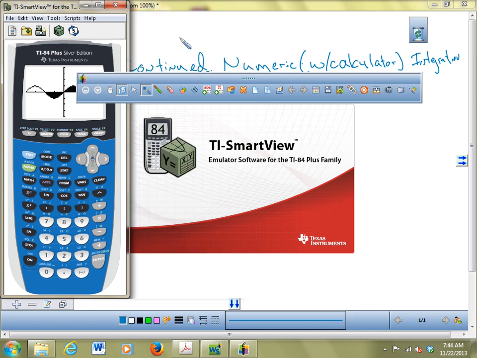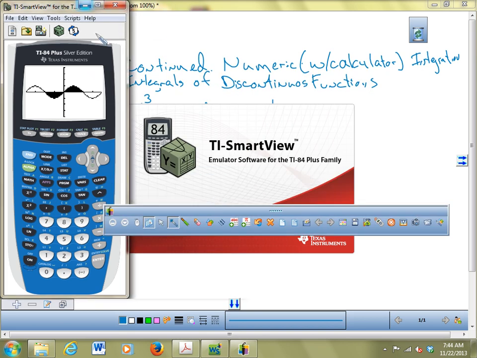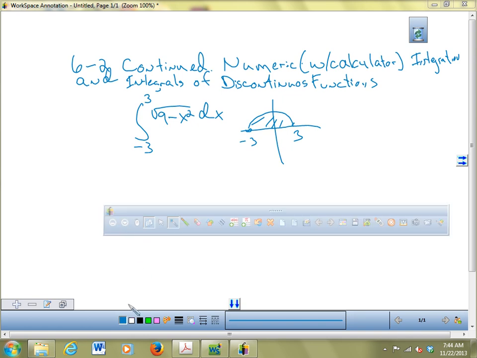It says 6-2, continued. Numeric, that means with the calculator, integration, and integrals of discontinuous functions. A lot of times you'll get a function that you can't do by looking at the graph of it, or one where the function itself is very complicated and it would be really hard to take the antiderivative of it. And so sometimes you just have to use numeric integration.